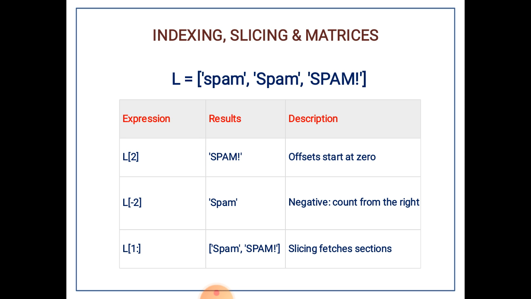So here in the table given below, we can see the expression L[2]. That means give the output of the third element in the list L. So the answer is capital letters SPAM, because the small letter spam starts at 0, the second one starts at 1, and the third one starts at 2.